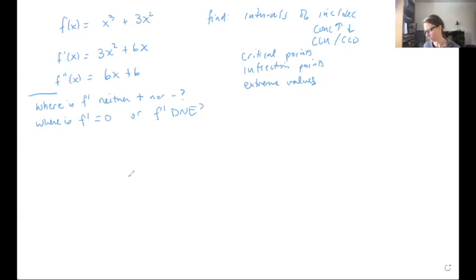So rather than just saying, what are the extreme values? Let's start by finding intervals of increase, decrease. So let's start by asking, where's f prime 0? Where does f prime not exist? And in this example, because f is defined on all reals, all reals means negative infinity to infinity. This is the same thing as critical points.